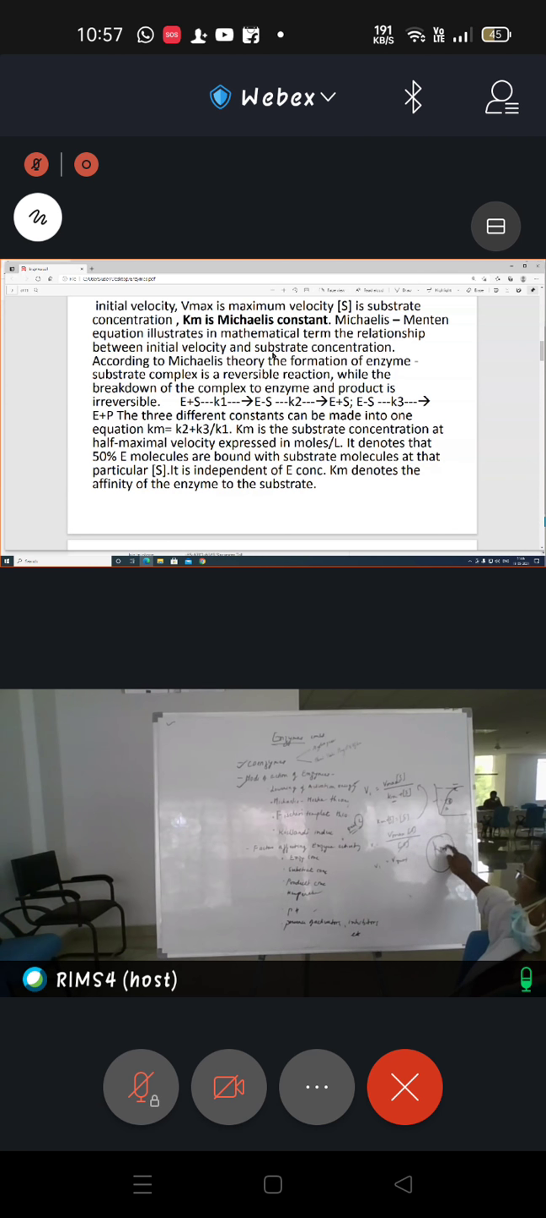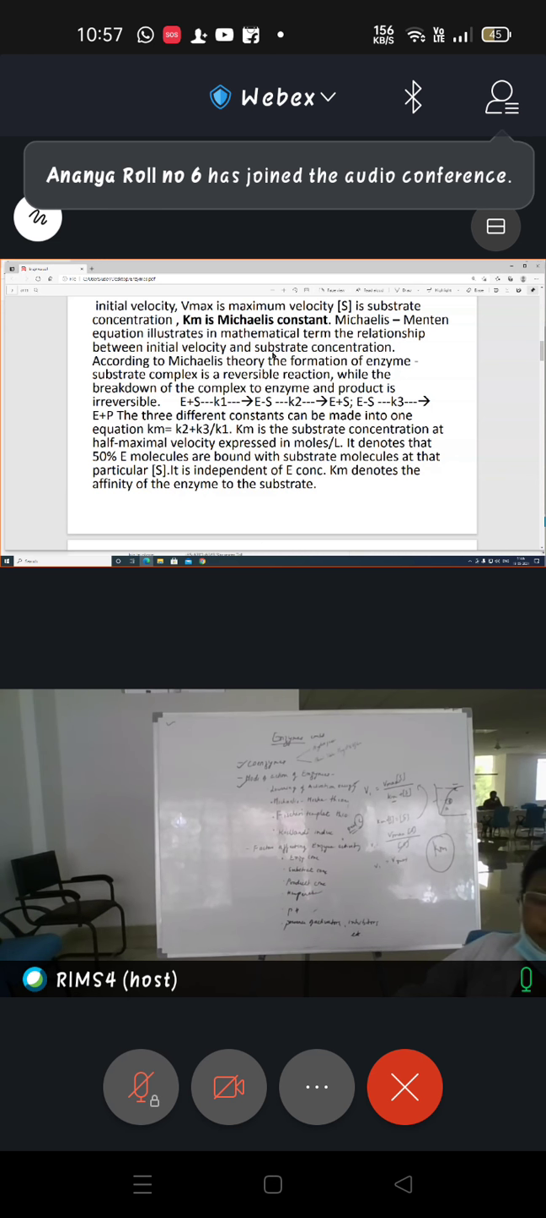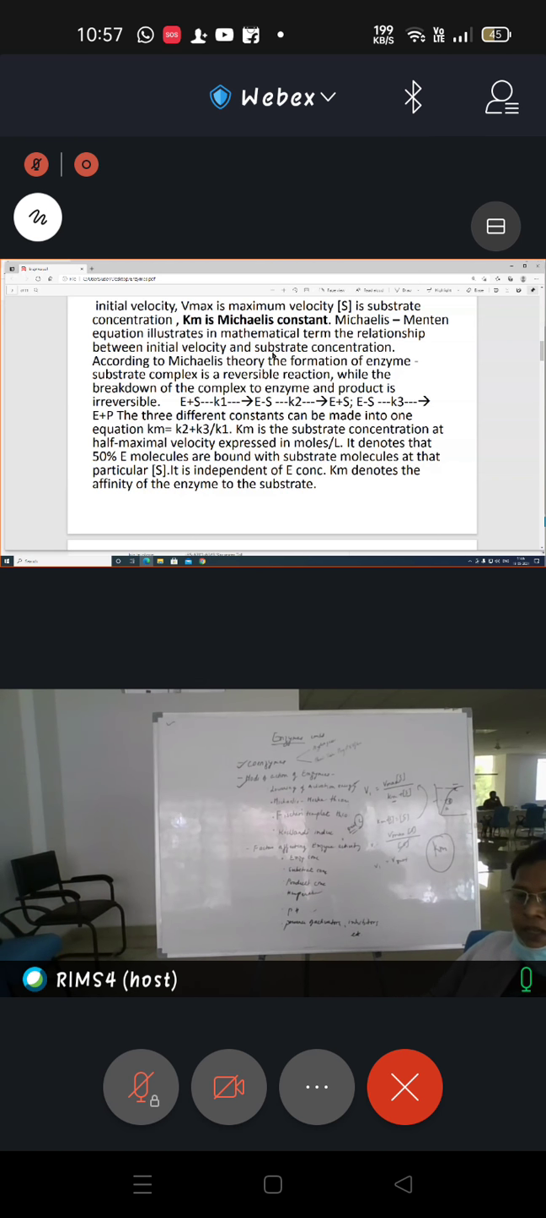Now, this Km is independent of the enzyme concentration. Km, you know that at this point, 50% of the enzymes are reacted with the substrate, and it is independent of the concentration of substrate. And Km indicates the affinity of the enzyme to the substrate.